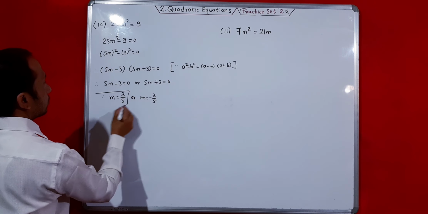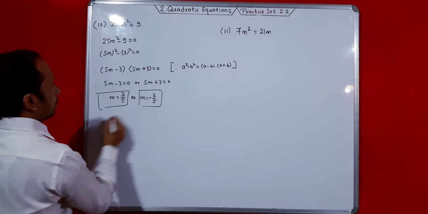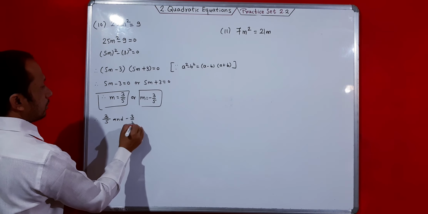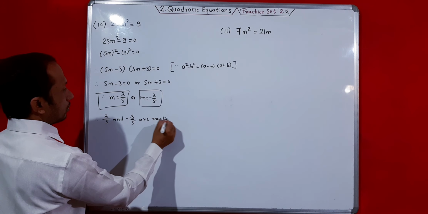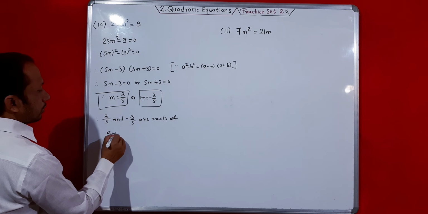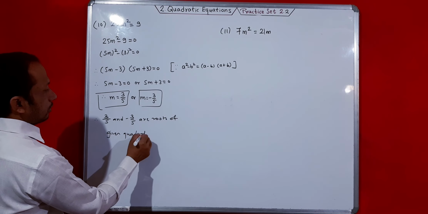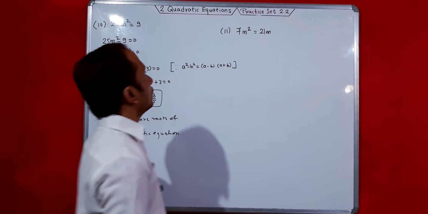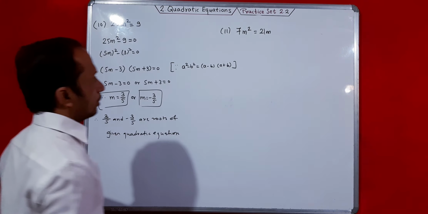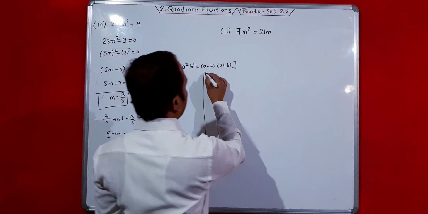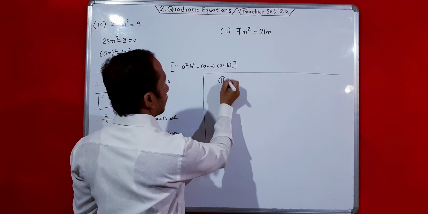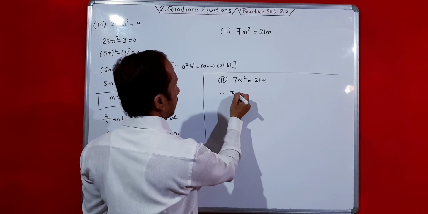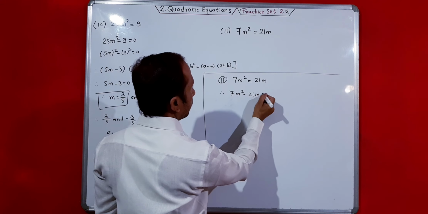So this is 1 and this is second. Therefore 3 upon 5 and minus 3 upon 5 are roots of the given quadratic equation. So you have to write like this. So this is problem number 10. Now we're going to solve problem number 11. I'm writing that problem here. What is problem 11? 7m square is equal to 21m. So therefore 7m square minus 21m is equal to 0.